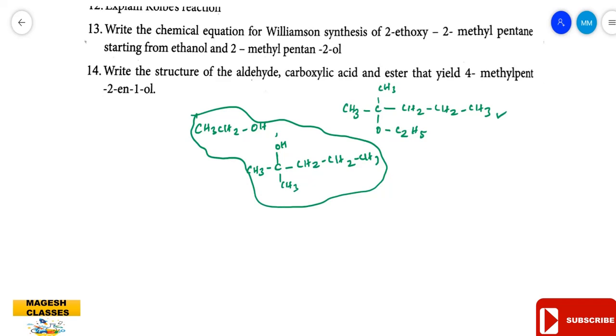The method is Williamson synthesis. In Williamson synthesis, it is a combination of alkyl halide and sodium alkoxide, and you get the product ether. Here it is alkyl halide and it is sodium alkoxide. In Williamson synthesis, the limitation is that to prepare the ether, we have to select the alkyl halide in the primary form. So it is a primary alcohol.